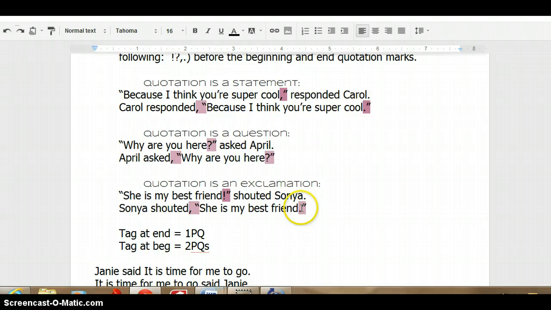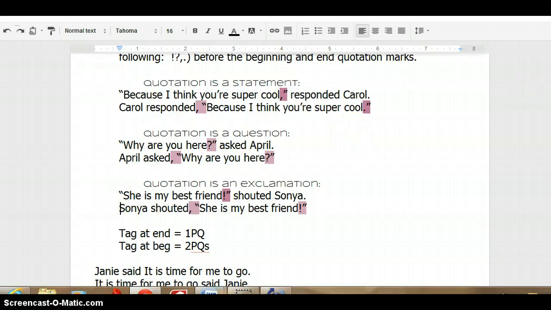Oop, do you see the mistake here? Should that be a period? Not if she shouted. We're going to go all exclamation point there. So PQ, exclamation point, and quotation marks. So basically, if you have a tag at the end, you're going to use one PQ rule, like in the first sentence of each example. And then if the tag is at the beginning, you're going to need two PQs, and that would be the second example sentence in each one of these.